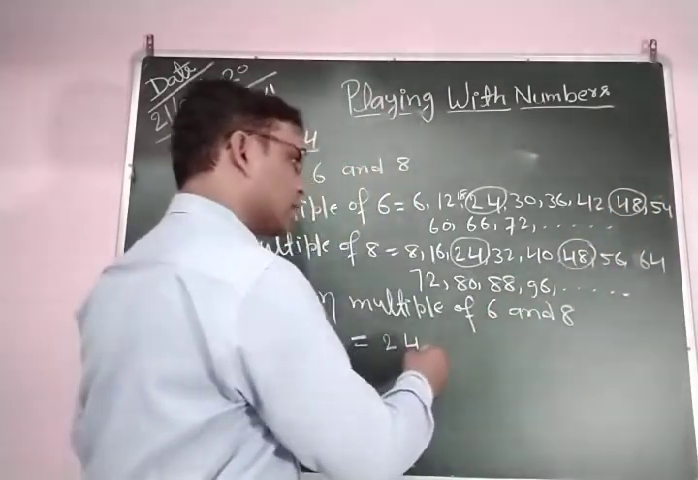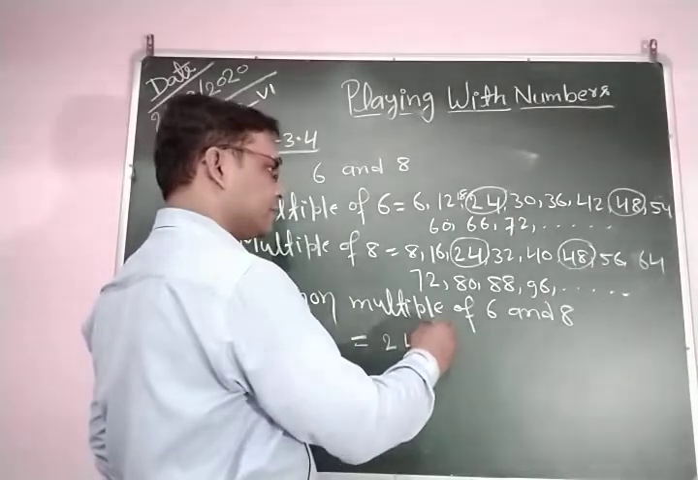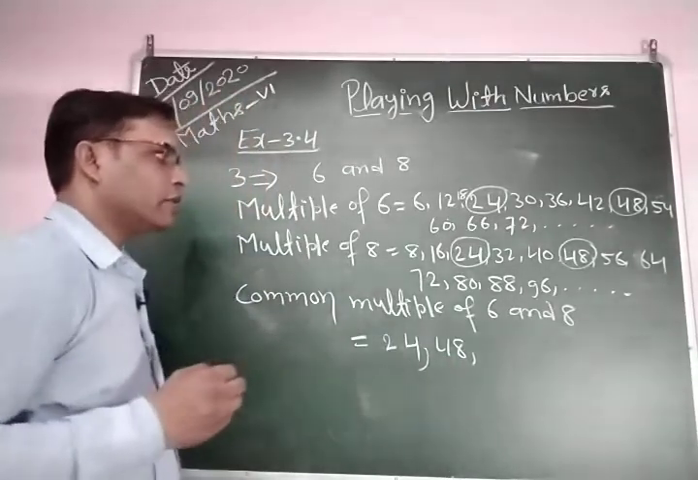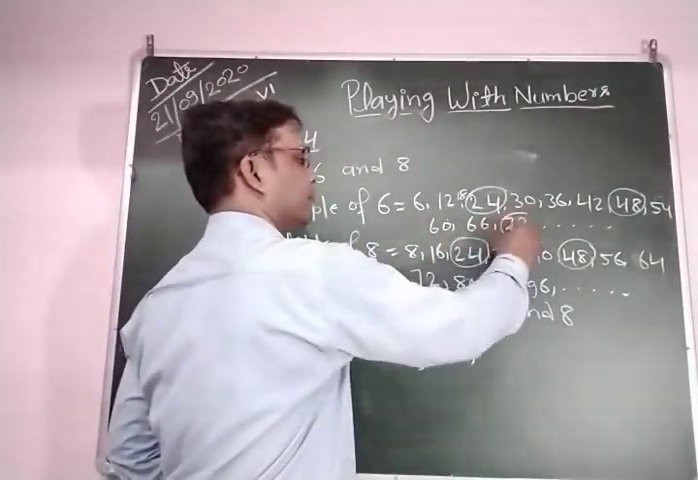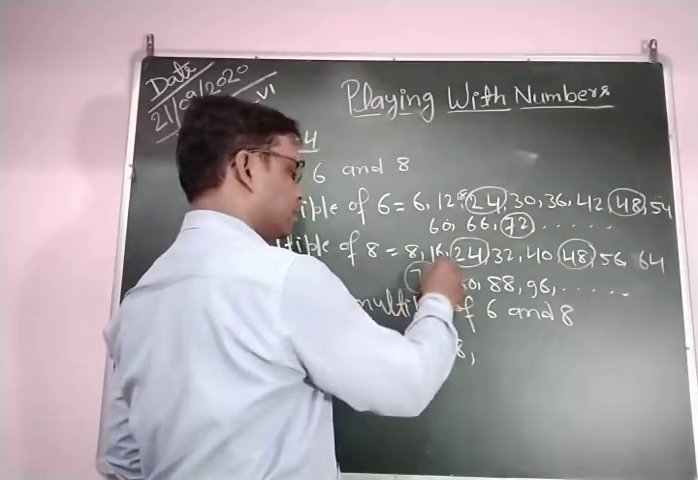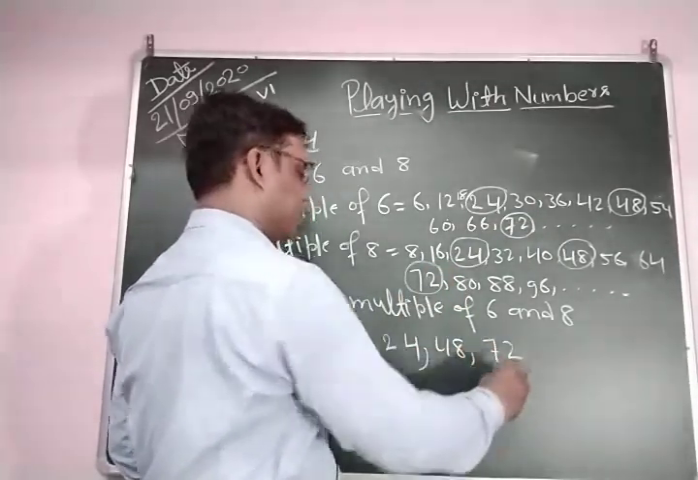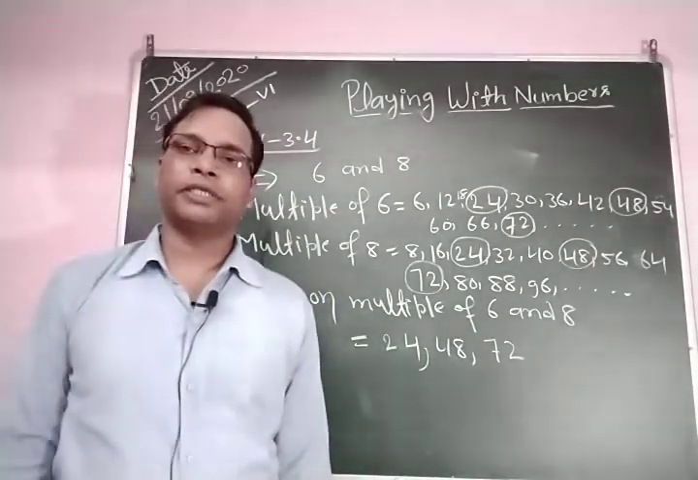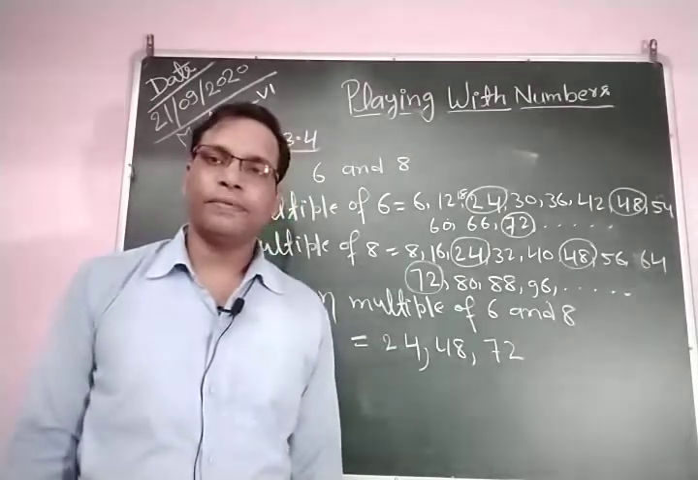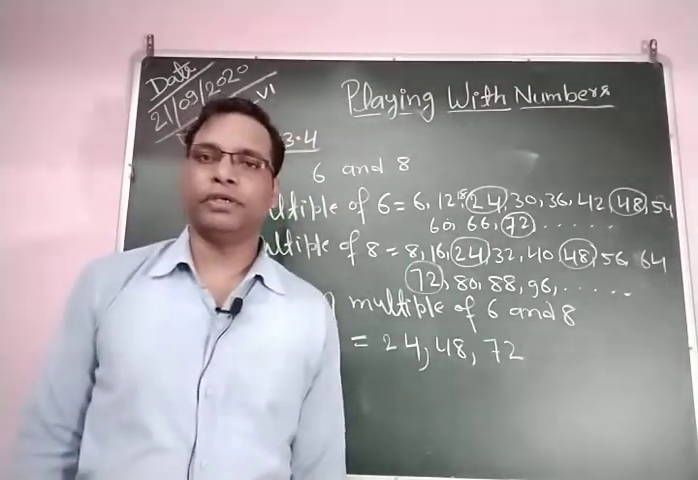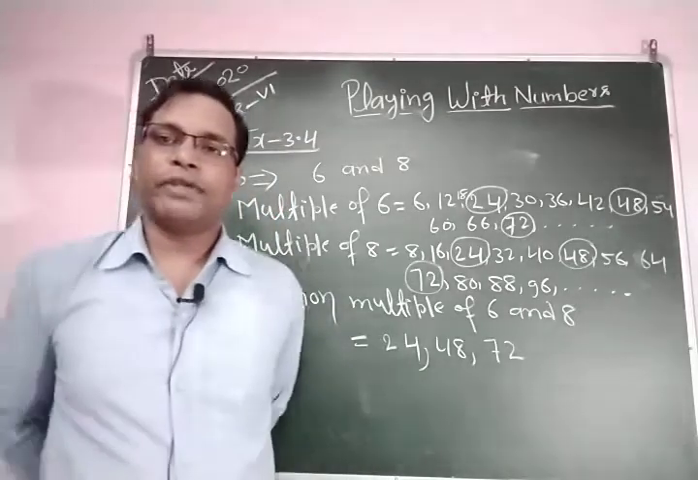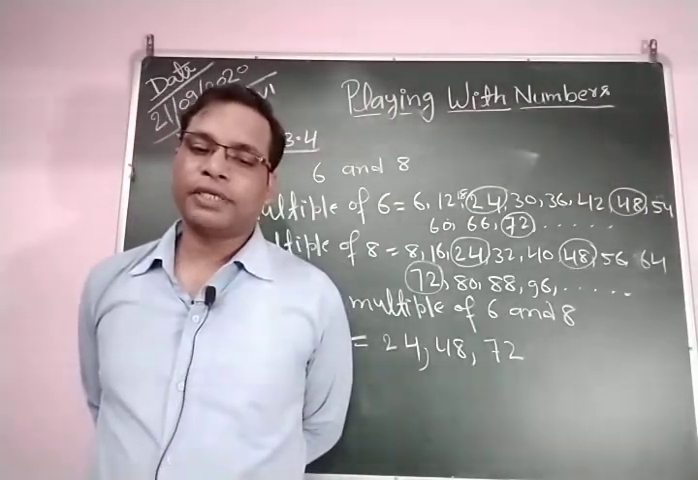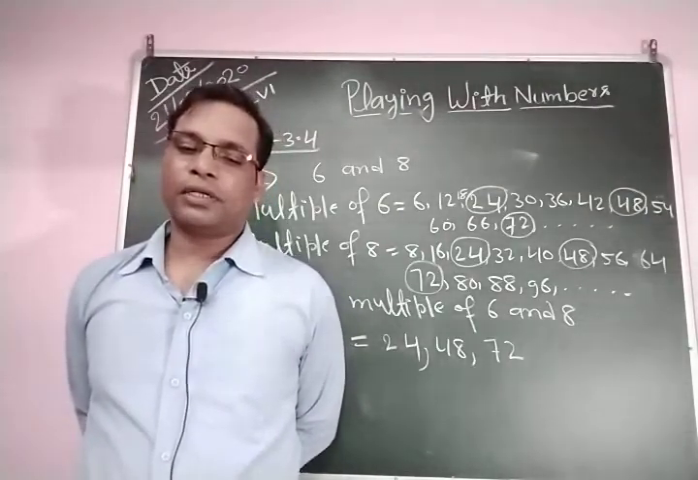Clear? So the second common multiple of 6 and 8 is 48. Now what is the third common multiple? You can see here 72, here 72. So write 72. So the first three common multiples of 6 and 8 are 24, 48 and 72. Students, I hope all of you understood this question.